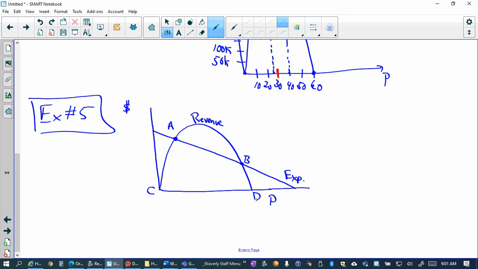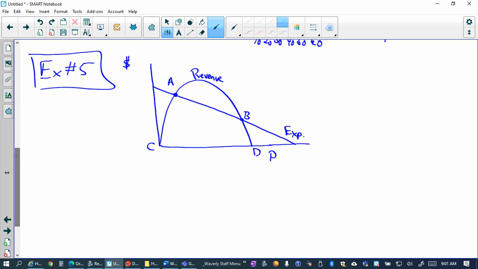Okay. All right, so let's think about what these points are. Let's take point A. What will be a name? Give a name to point A based on these two graphs.